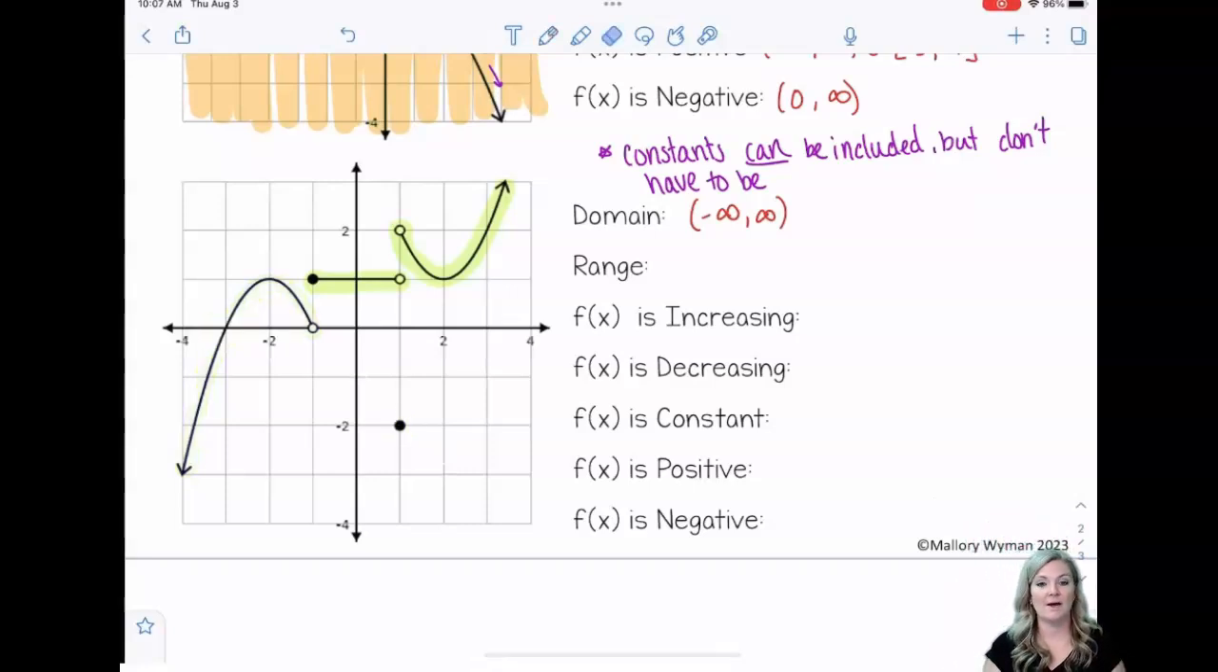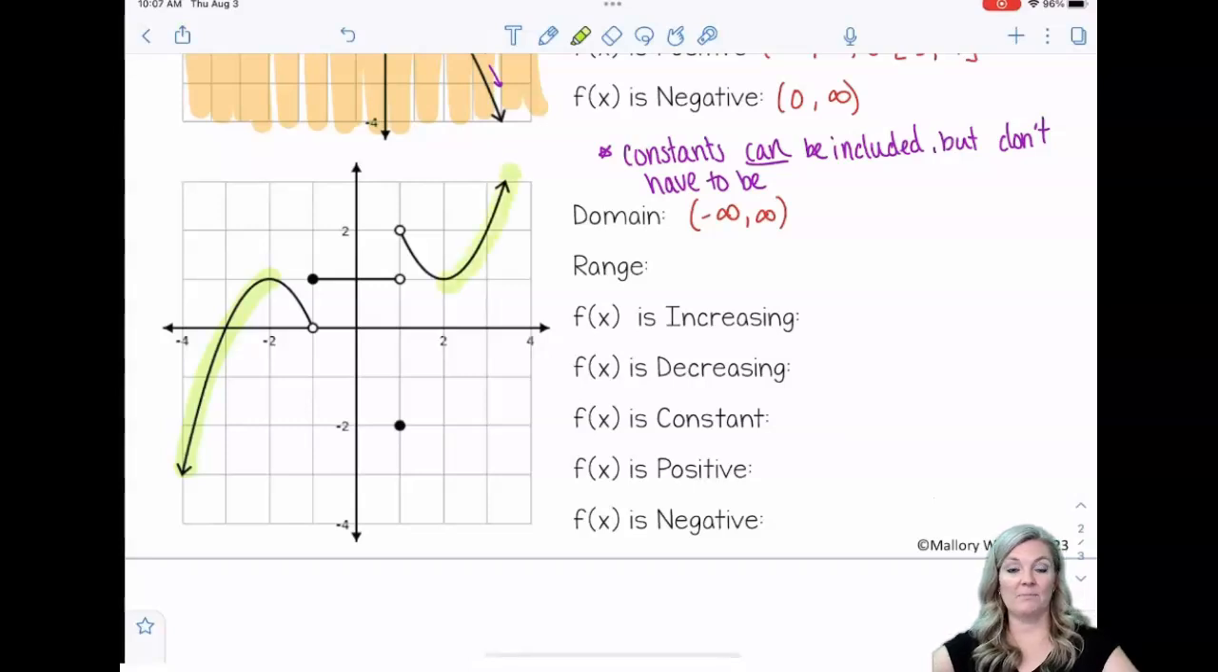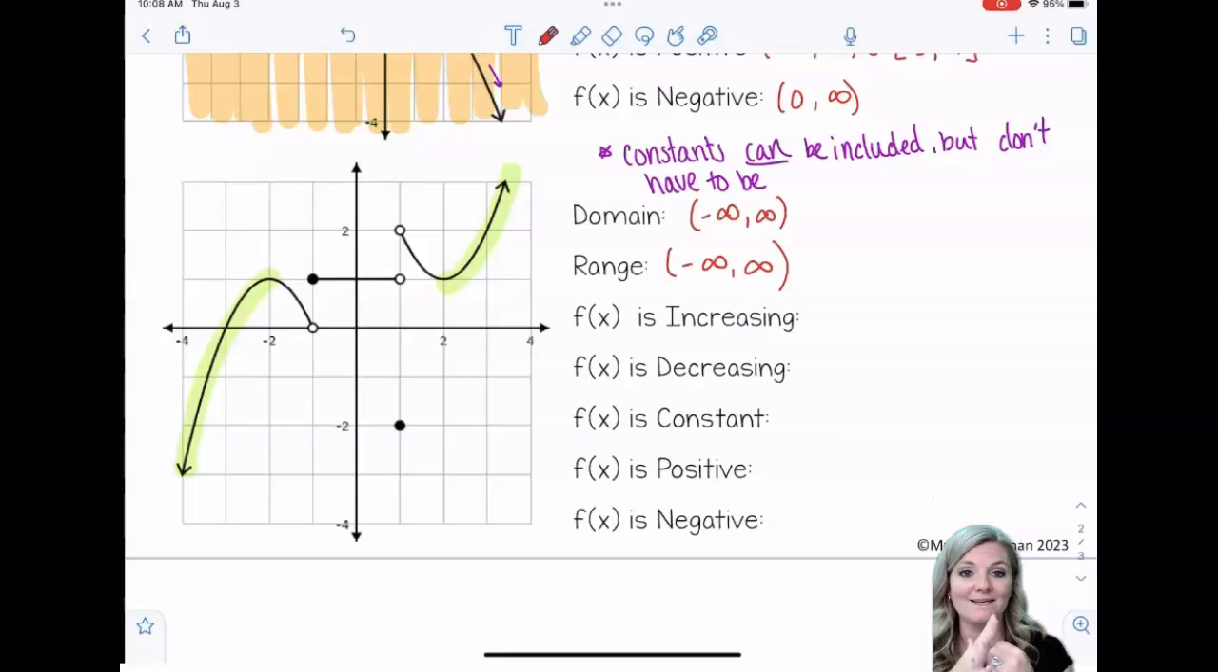So now let's talk about range. How low is it going? It's going as low as the negative infinity because of that arrow. It goes as high as here, and then it can pick back up there and go to infinity. So this also has a range of all real numbers. Every y is covered. There's not a gap in the y's anywhere.